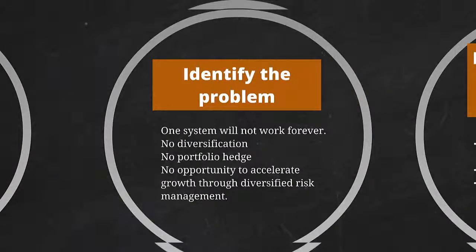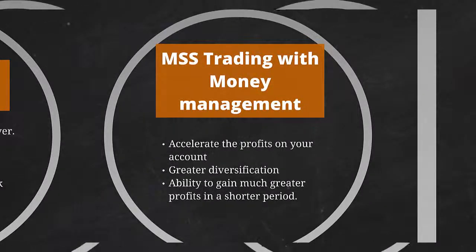The other issue that you have is that one system won't work forever. There's no diversification. There is no portfolio hedge. It means that you don't have systems helping each other. And there's no opportunity to accelerate when you've got that one system, one strategy. So you're lacking that growth through diversified risk management.